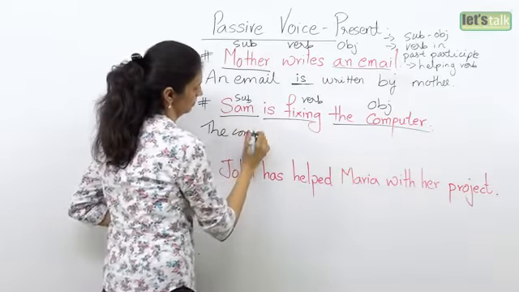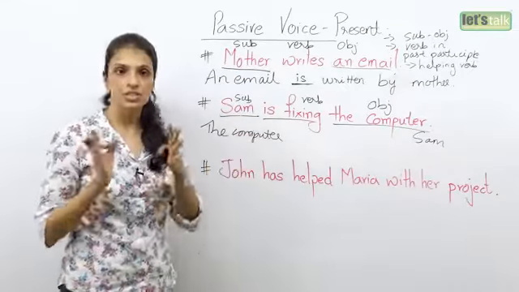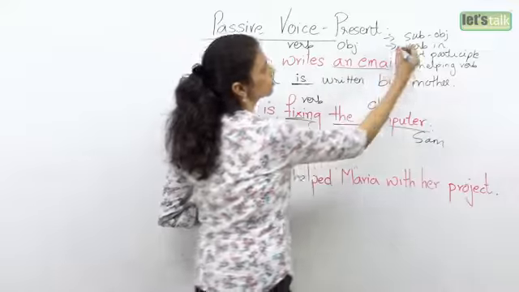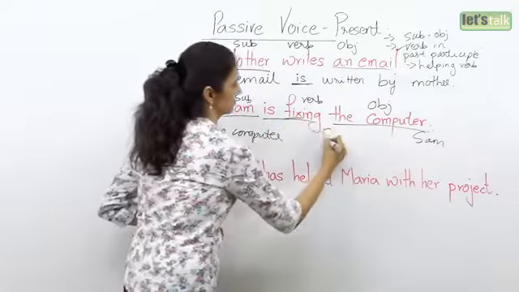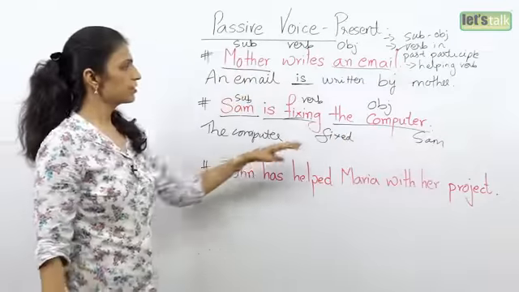Okay, so the computer. Okay, and let's have Sam here in the place of the object. Because this is a continuous tense, remember we put the verb in the third form. So we've got to put it in the past participle. Fix, fixed, fixed. Okay, the computer fixed Sam.